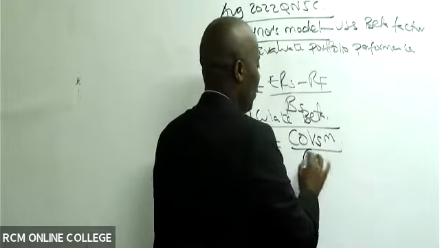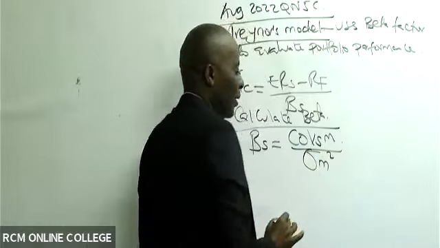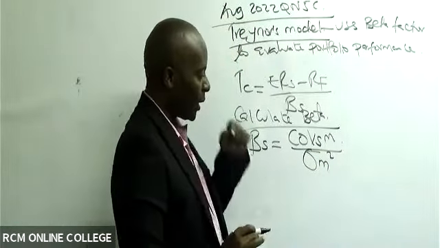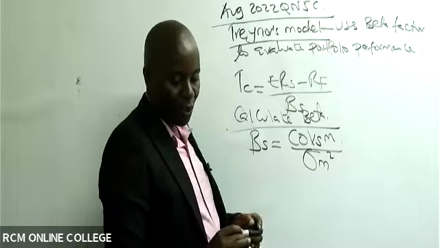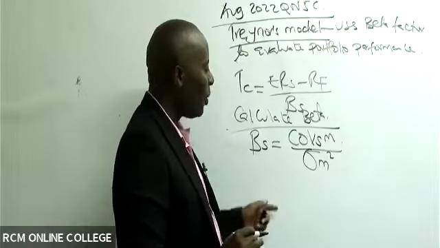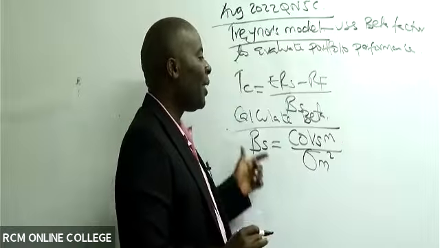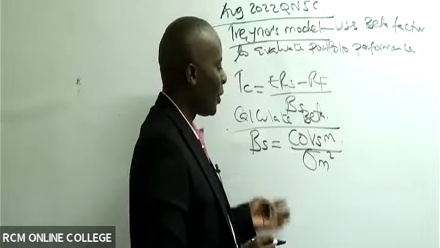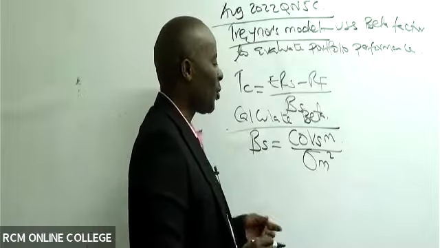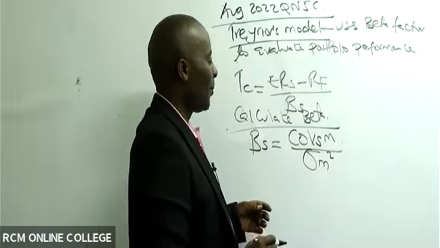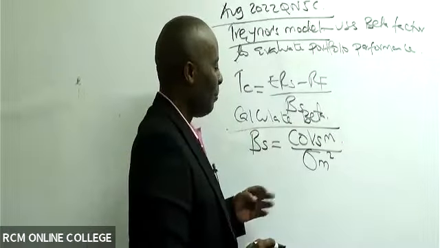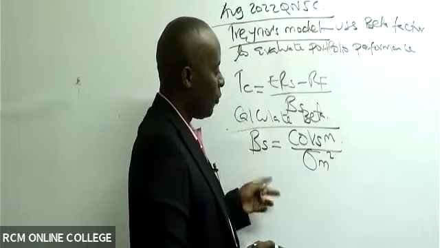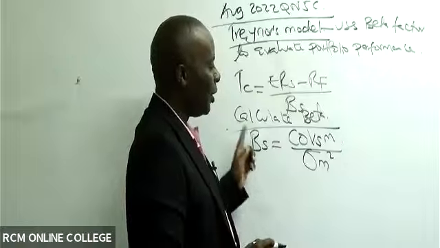Divide this by the standard deviation of the market squared. It's a formula to be crammed. Many people have taught this AFM over 23 years, ladies and gentlemen, and I've always seen people passing, so they crammed and passed. You can as well do the same. So please highlight this: beta of a security equals covariance of the security and market divided by the standard deviation of the market squared.